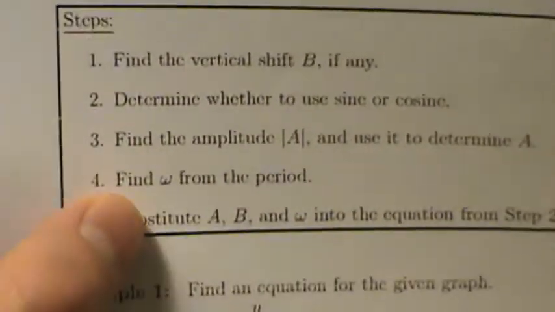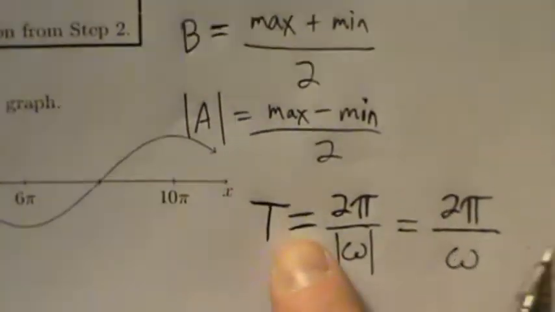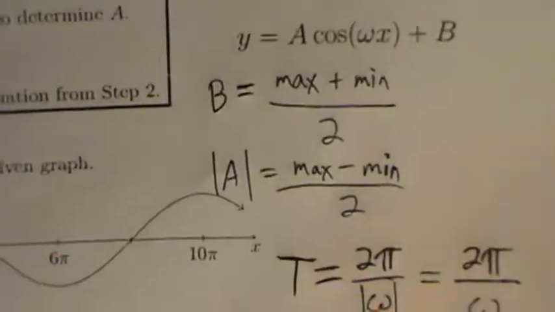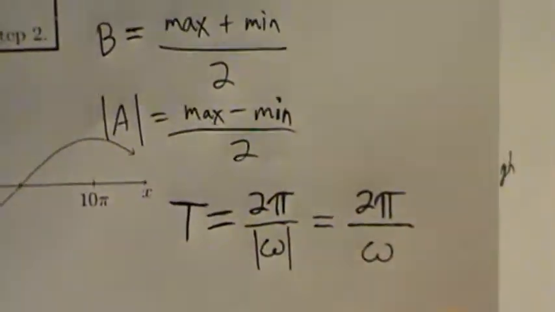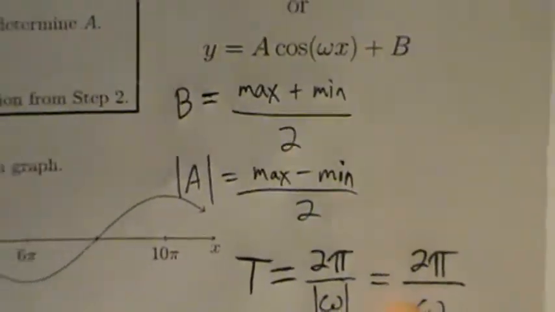So anyway, step 4, find omega from the period. And remember, the period is capital T, which in general is 2 pi over the absolute value of omega. But again, for these types of problems, we can just take omega to be positive. Why is that?